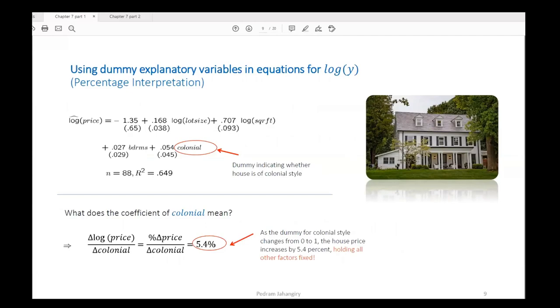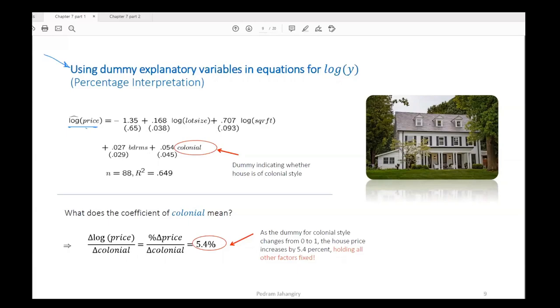Let's say now on the left-hand side, it's a log model. So we have a log-level model using dummy variables in an equation for log y, with percentage interpretation. There should be nothing new here. You already know how to interpret a log-level model, but now that we're adding dummy variables, let's go a further step and see what will happen.